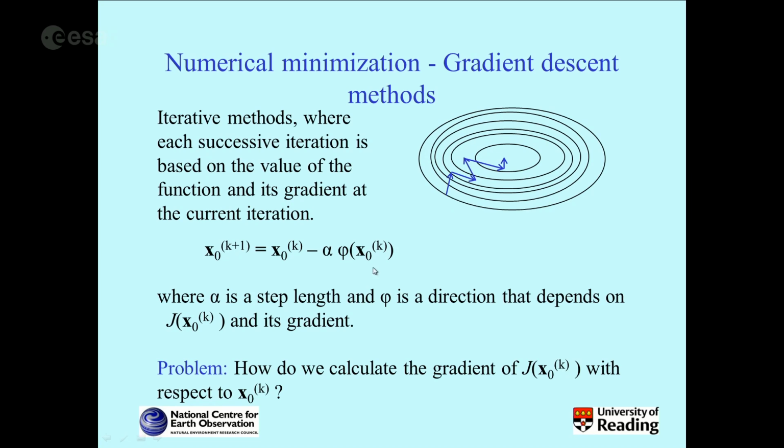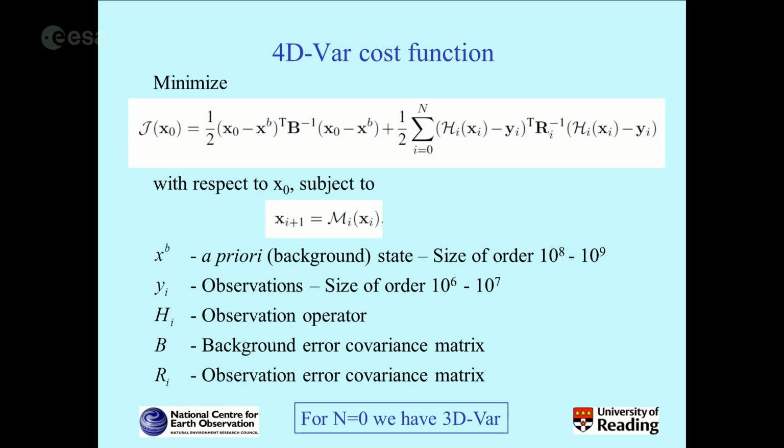The problem is, how do we calculate the gradient in most of these methods at each iteration? You need to calculate j and the gradient of j with respect to your initial conditions. If we look at our function, we can calculate j, but in order to calculate j, we need all these xi's, so we need to run the model over the time window. So in each iteration, to calculate this cost function, we need to run our model over the whole window, calculate all these xi's, and calculate j.